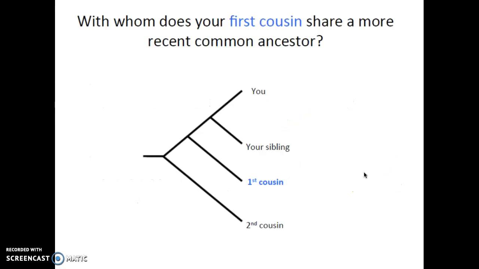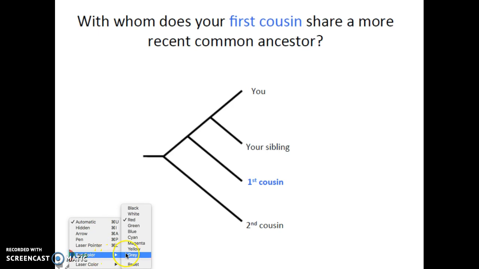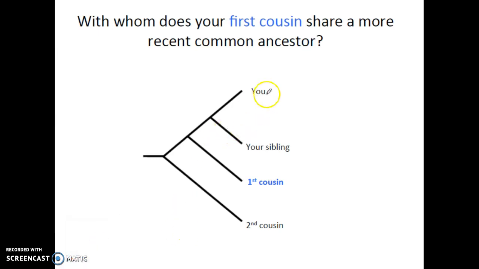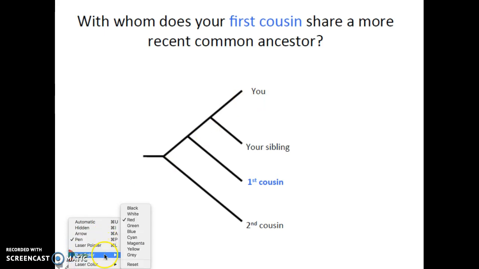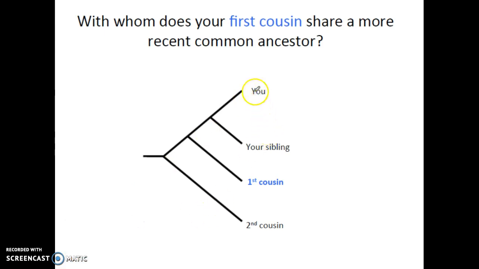All right, here we have a very simple family tree, and I want to show you how to read a cladogram using this as an example. So we have, let's see, I'll just use red. There's you and there's your sibling. You and your sibling share a what? You could have a mother or a father, right? So right here.